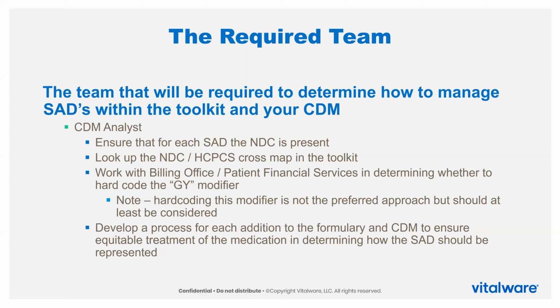CDM analyst. You need to make sure that the NDC is present, it's current, and it's correct, and the HCPCS code actually maps to it. If you're going to put the GY modifier on it for statutorily excluded, you may put the A9270 in the CDM with the GY, and it'll be hard-coded. Otherwise, it would have to be soft-coded, which represents some chance for disparity when you're actually charging.